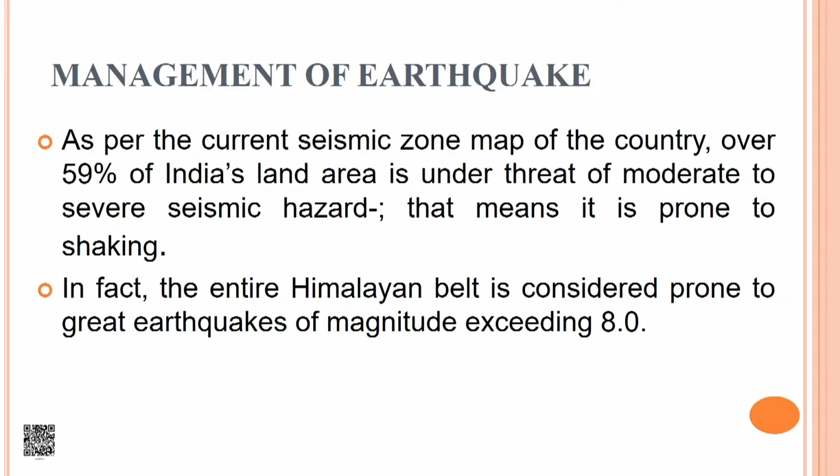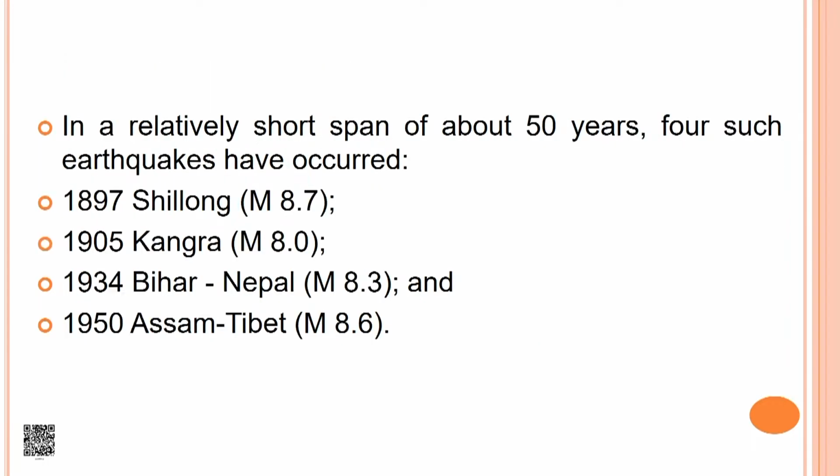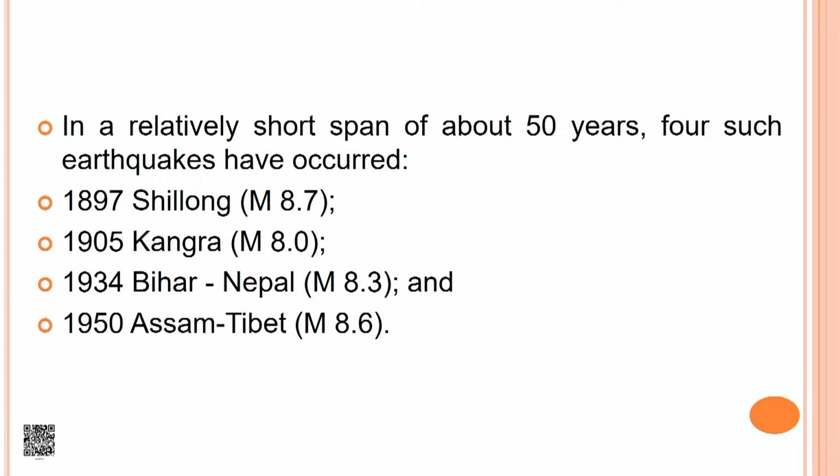During the last 25 years, our country has experienced 10 major earthquakes that have resulted in more than 20,000 deaths. As per the current seismic zone map of the country, over 59% of India's land is under threat of moderate to severe seismic hazard. That means it is prone to shaking. In fact, the entire Himalayan belt is considered prone to great earthquakes of magnitude exceeding 8. In a relatively short span of about 50 years, 4 such earthquakes occurred: Shillong, Kangra, Bihar and Assam.